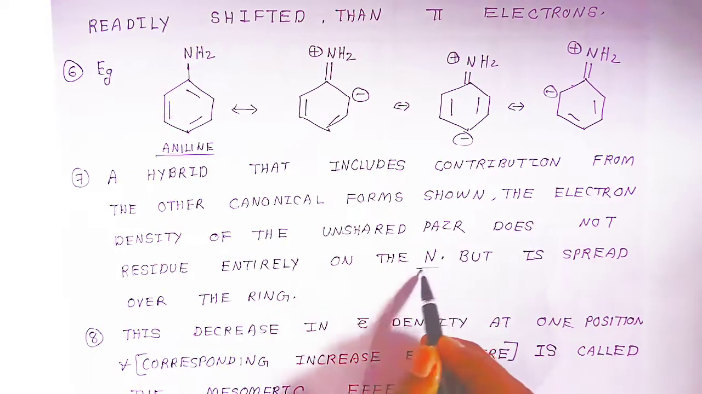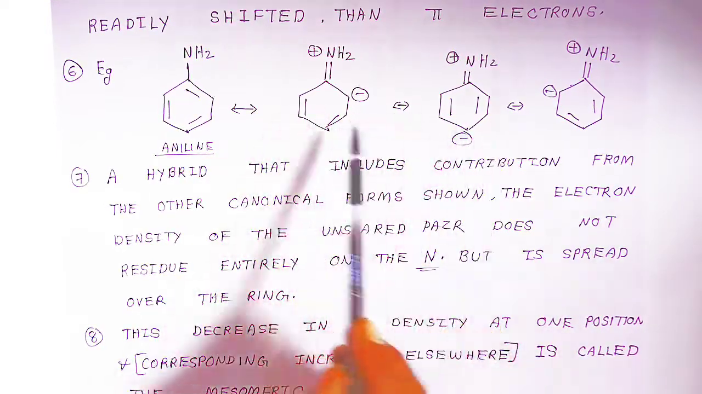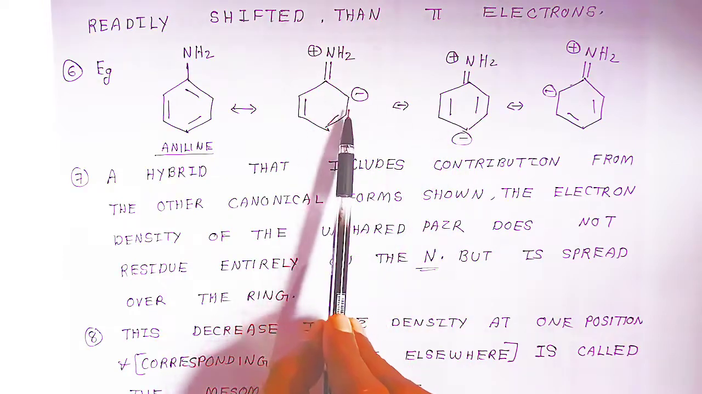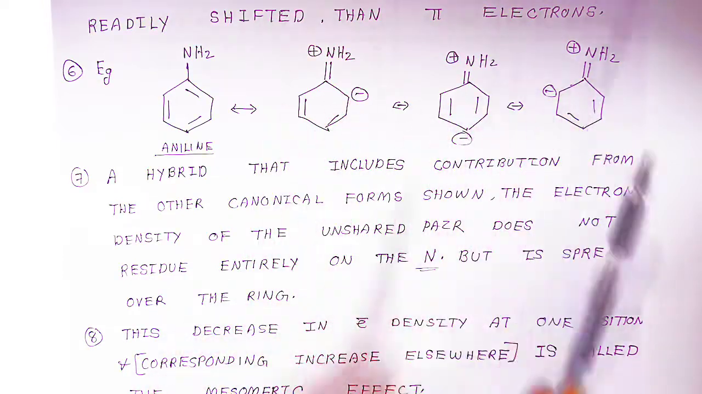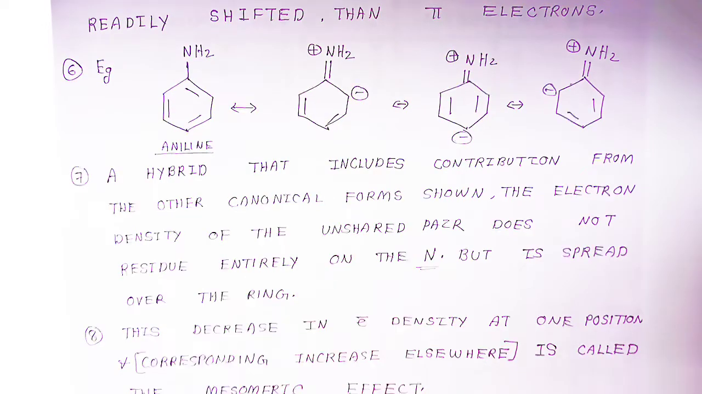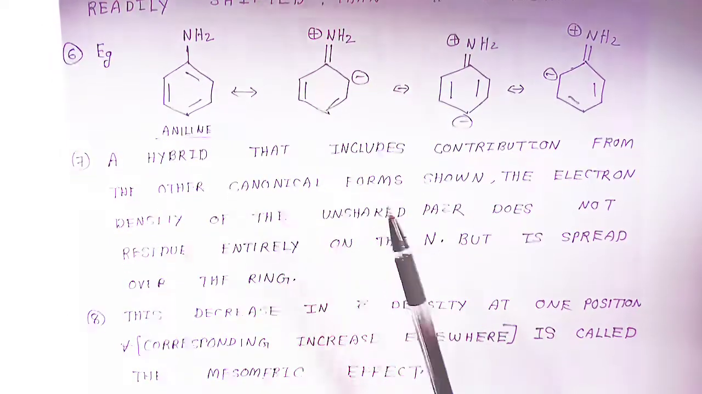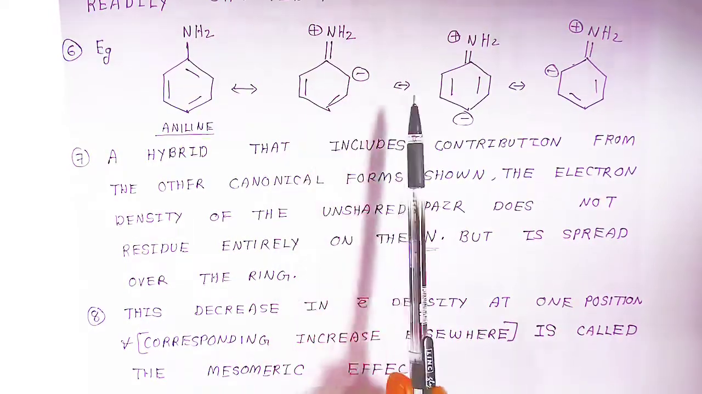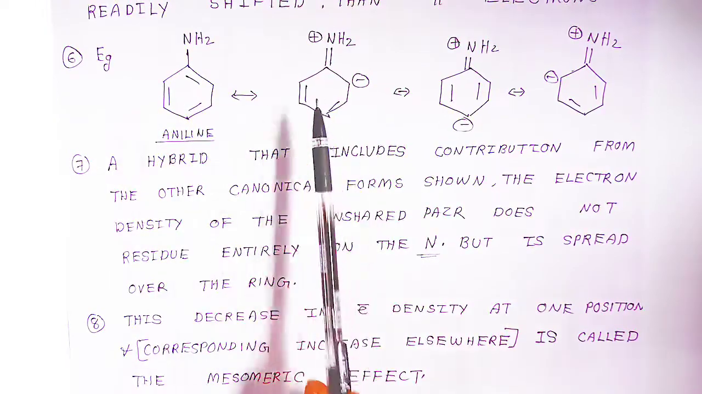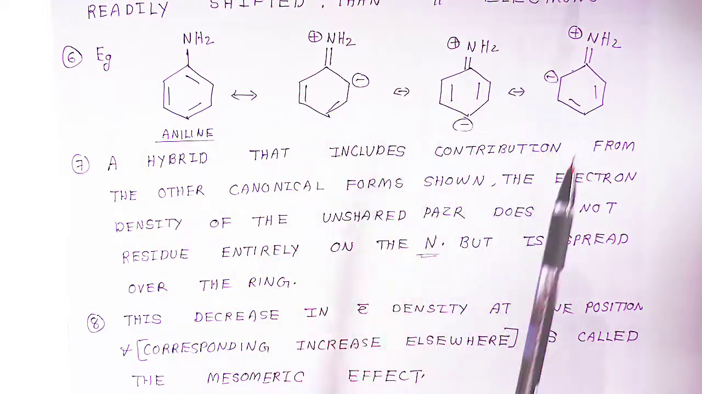When you see this, the electron density is spread all over the ring. The electron density is not present on only one carbon, it is throughout the ring. This decrease in density at one position, with a corresponding increase elsewhere, is called the mesomeric effect. That means you cannot see the position of the electrons at one place. Because of this resonance, aniline is a more stable molecule, because it has three resonating structures.